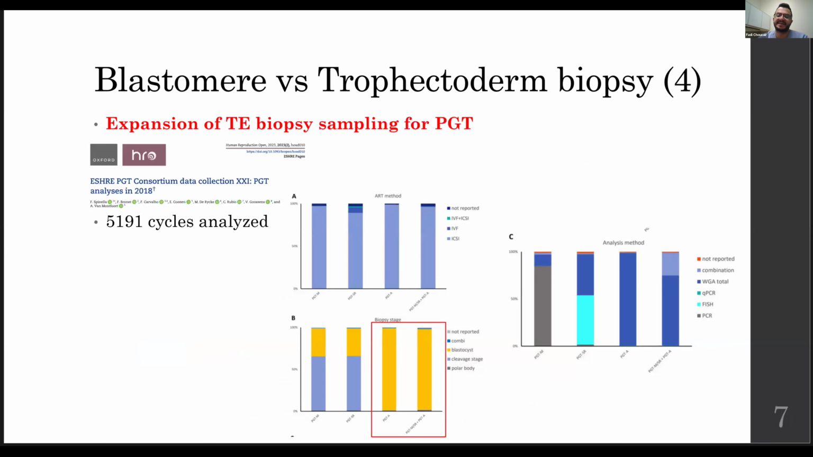Building on its demonstrated safety, reliability, and reproducibility, trophectoderm biopsy has become the standard approach in clinical PGT. In the most recent ESHRE-PGT consortium report, the data from 2018, trophectoderm biopsy was used in nearly 100% of around 5,000 PGTA cycles, as you see in the lower histogram. The majority of these utilized whole genome amplification to enable comprehensive downstream genetic analysis, reinforcing the method's scalability and integration within advanced genomic platforms.